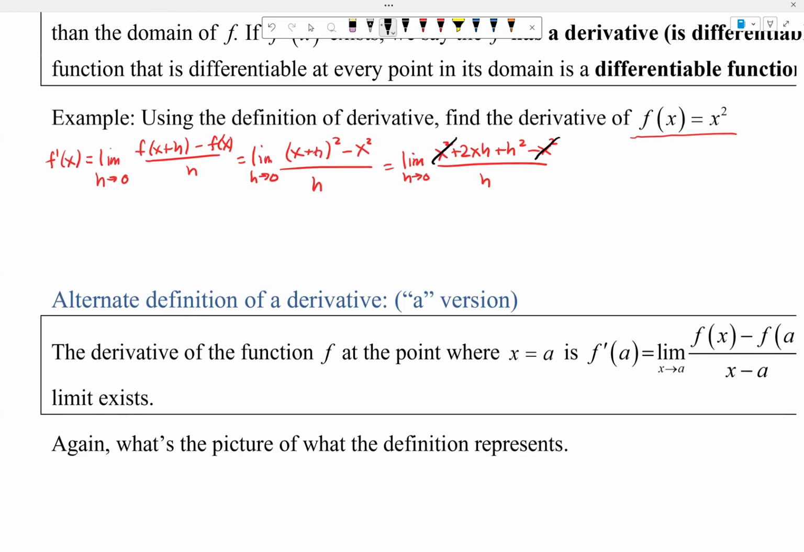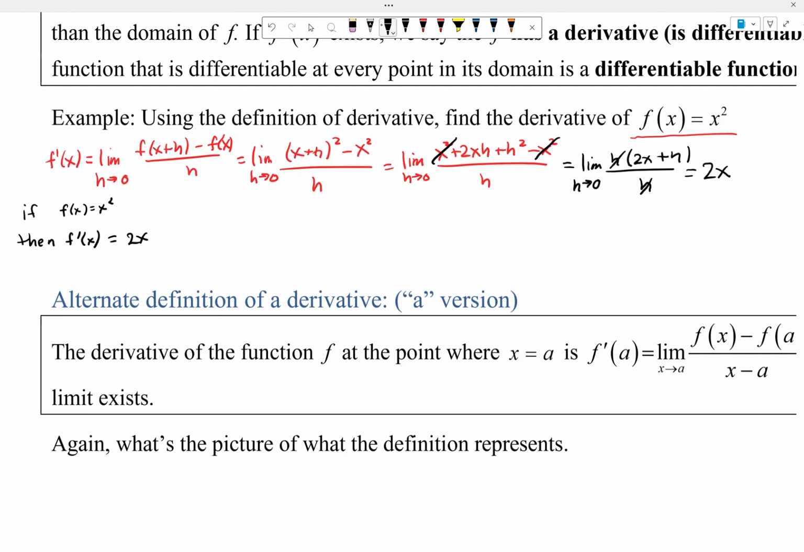Those x squareds cancel, giving me the opportunity to take an h out of both of the terms in the numerator. These h's cancel, which allows me to apply the limit, and I'm left with 2x. Let's see if we can summarize. If f of x is x squared, then the derivative function, the function that comes from that x squared function and returns the slopes, is 2x.